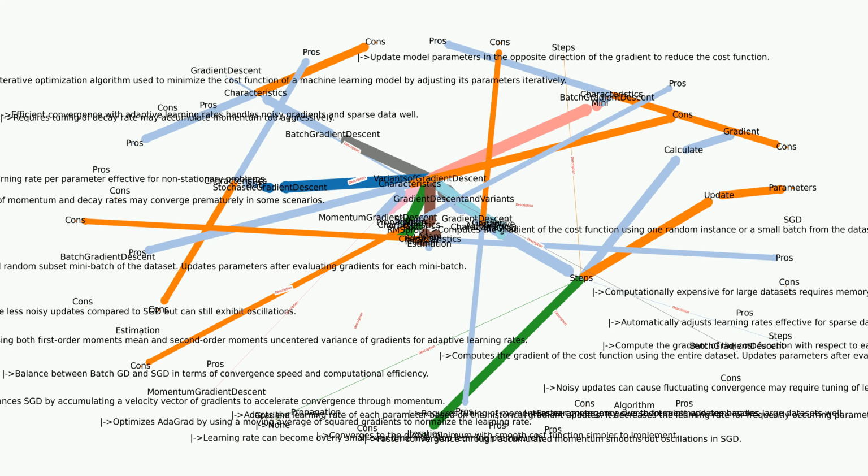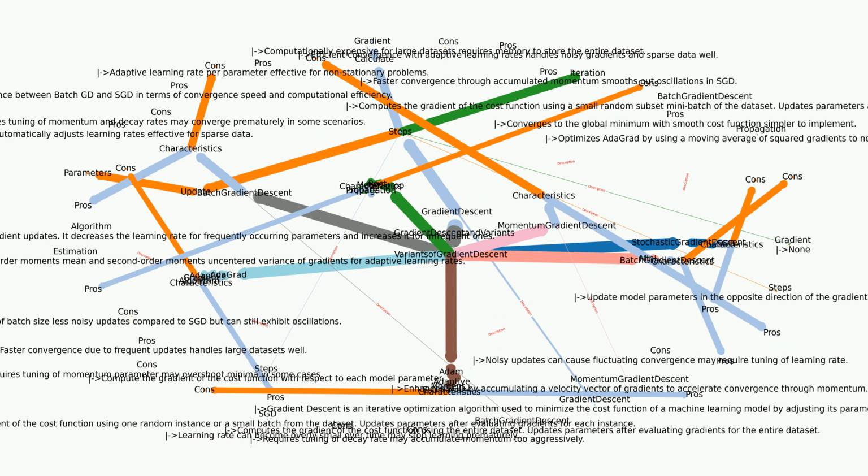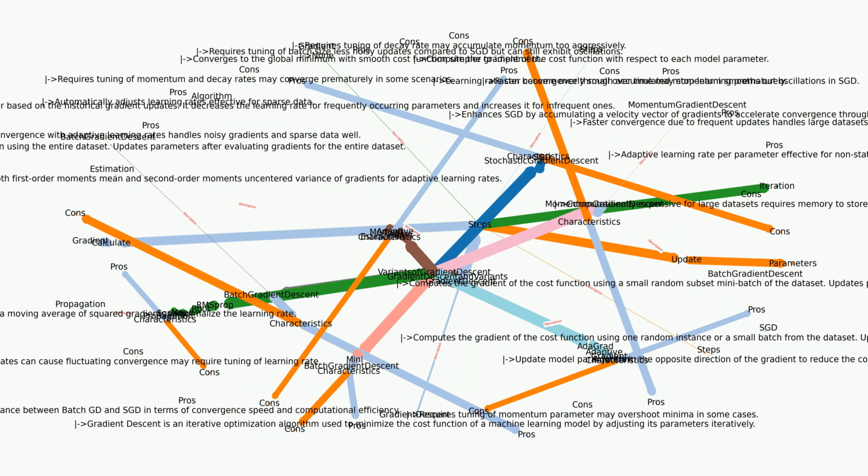Variance of gradient descent. Batch gradient descent. Description: Computes the gradient of the cost function using the entire dataset. Updates parameters after evaluating gradients for the entire dataset. Characteristics. Pros: Converges to the global minimum with a smooth cost function, simpler to implement. Cons: Computationally expensive for large datasets, requires memory to store the entire dataset.